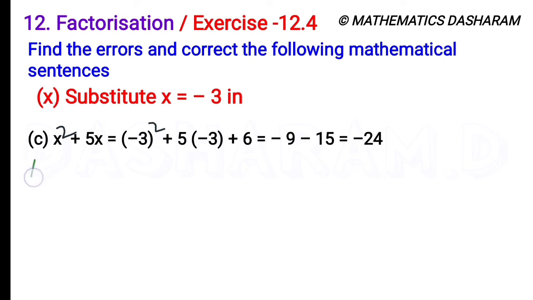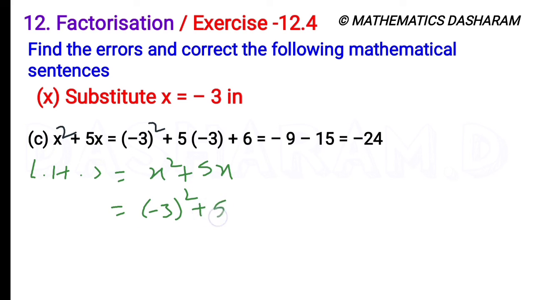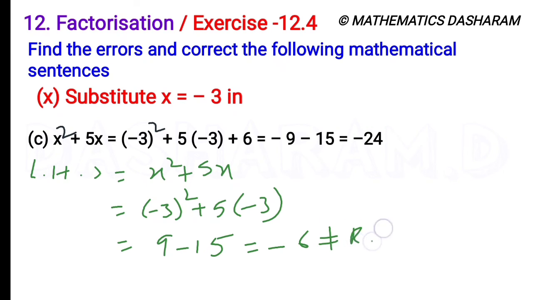C question, x square plus 5x. So x equals to minus 3. So (minus 3) whole square plus 5 into minus 3. So it is equals to, so (minus 3) whole square 9, 5 into minus 3 is minus 15. So 9 minus 15 is minus 6. But here he gave minus 24. So it is not equals to RHS.